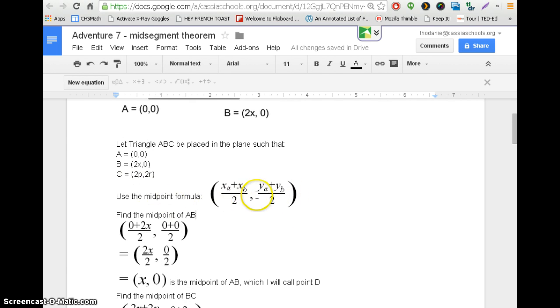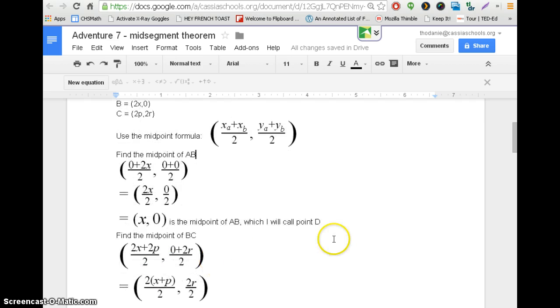So what you see is that I've found the midpoint. I used the midpoint formula to find the midpoint of AB. I plugged in the x value of A and the x value of B, and I add them together, it becomes 2x, and then I simplify, reducing the 2's, and it just becomes x. I add in the y value of A and the y value of B, add them together, and then it becomes 0 over 2, and then simplified is x, 0, so there is point D.